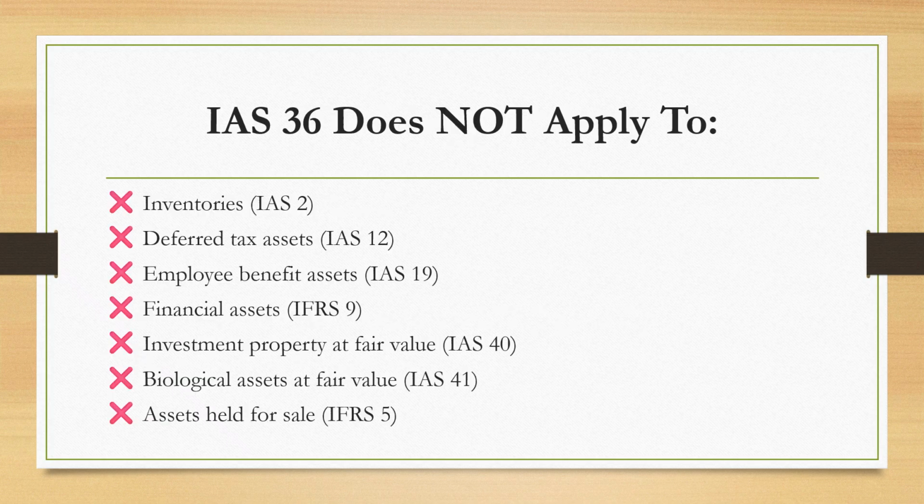Equally important for practice or exams is knowing what IAS 36 does not apply to. Inventories, deferred tax assets, employee benefit assets, financial assets, investment property measured at fair value, biological assets at fair value, and assets held for sale are all excluded. These items follow their own standards. Doing a quick scope check can save you from unnecessary mistakes.